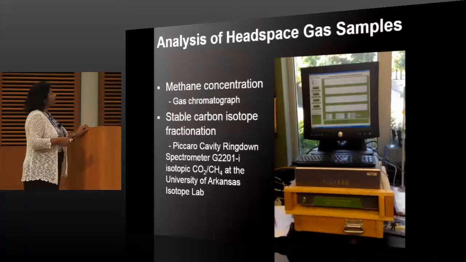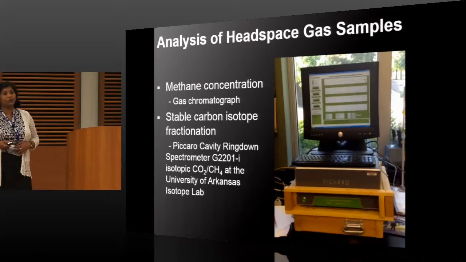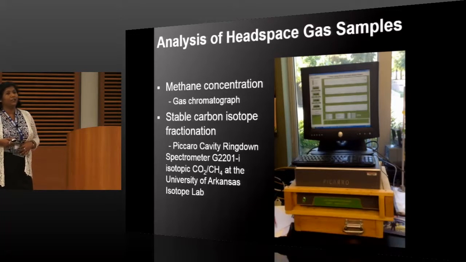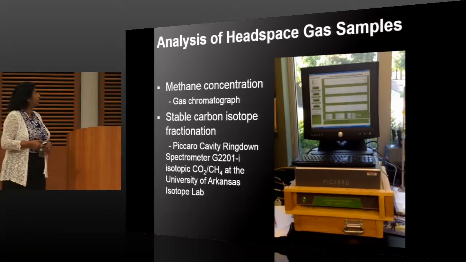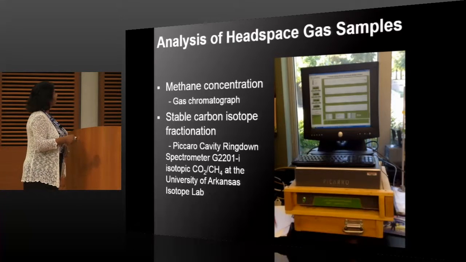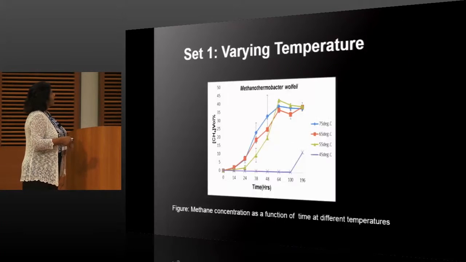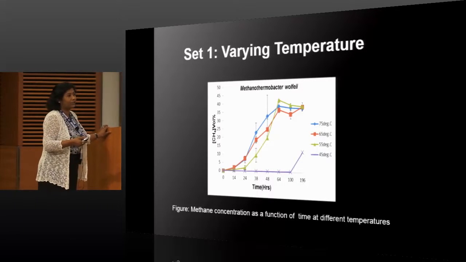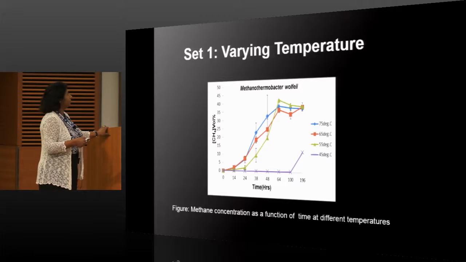To measure methane concentration, we used a gas chromatograph, and to measure stable carbon isotope fractionation, we used a Picarro cavity ring-down spectrometer. Now results. So at all different temperatures, even at 75 degrees centigrade, they produced methane.